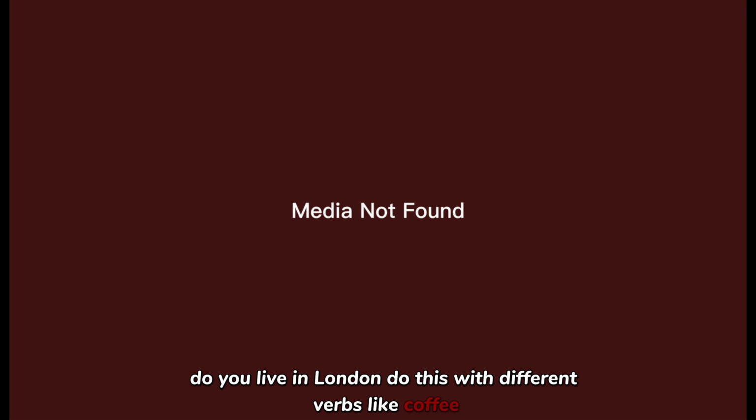Point 5.1 Idea, three sentences. Take one simple idea and make a positive sentence, a negative sentence, and a question. Example idea: live in London. "I live in London." "I don't live in London." "Do you live in London?" Do this with different verbs, like drink coffee, study English, work from home. You're training your brain to switch between forms quickly.